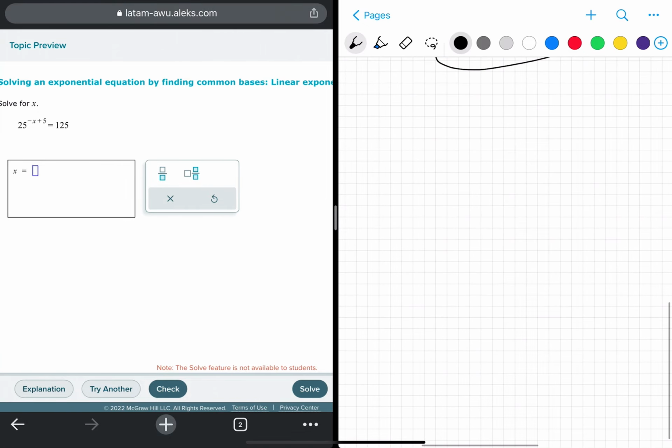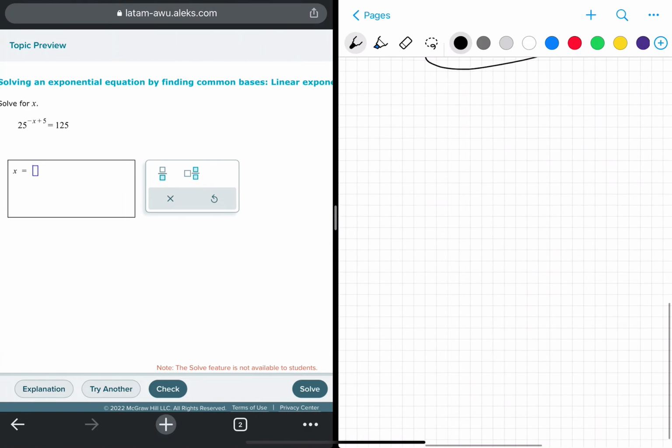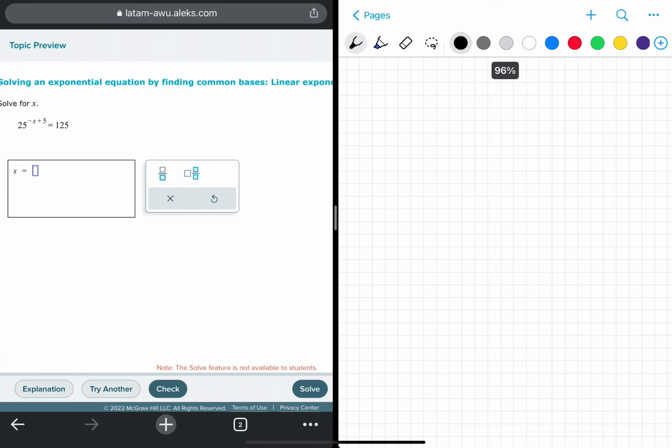Now we have an exercise which is not exactly in that form. We have to do some math to take it into that form. So we have 25 to the minus x plus 5 equals 125. All right. When you see that, you cannot apply the rule just like that because we don't have common bases, do we? So we have to find the common base on both sides.